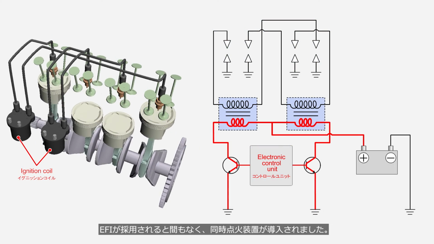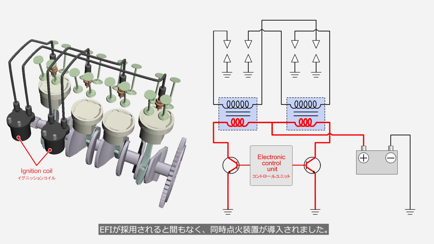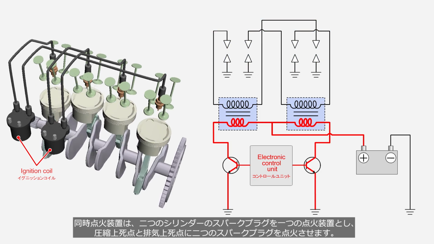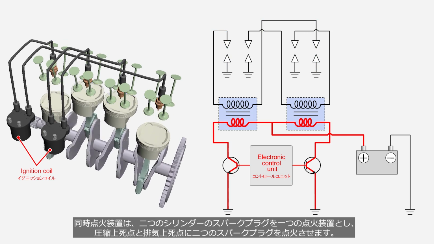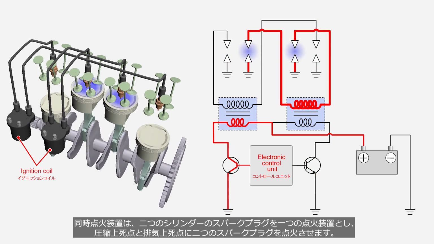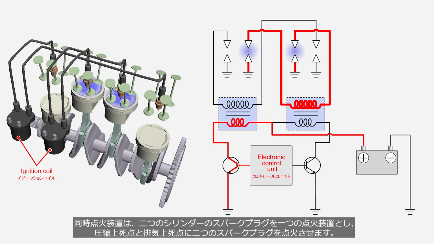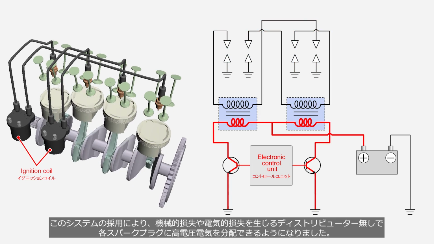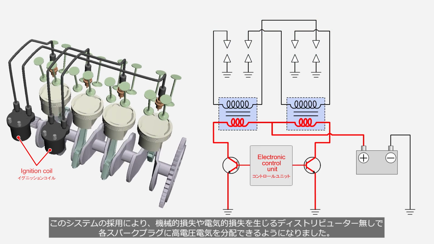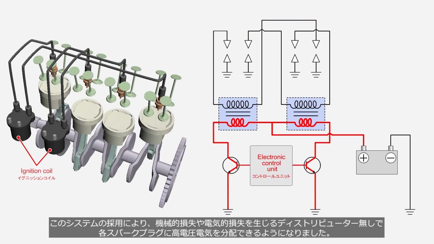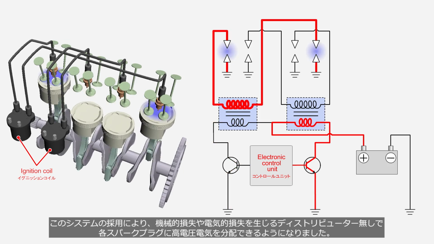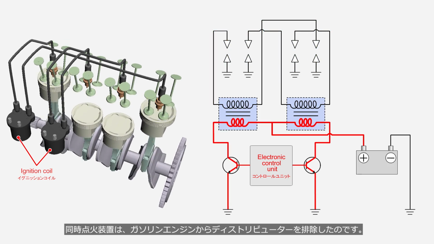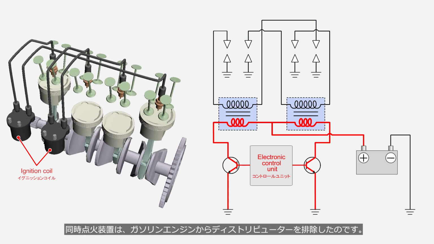Soon after EFI adoption, the wasted spark ignition system was introduced. The wasted spark ignition system integrates two spark plugs for one ignition device. Each spark plug ignites at both the compression top dead center and the exhaust top dead center. With the adoption of this system, it is now possible to distribute high voltage electricity to each spark plug without a distributor, which once caused mechanical and electrical losses. The wasted spark ignition system has eliminated the distributor from gasoline engines.